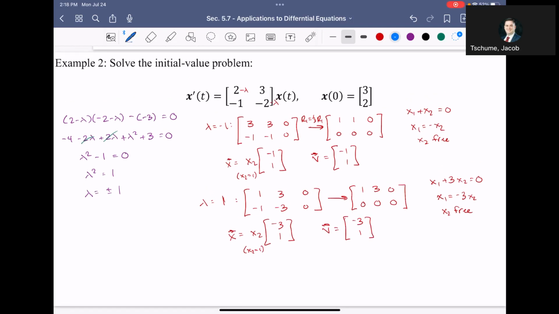So now, using the same general form as the last problem, we have concluded that our general solution for the vector x of t needs to be c1 times the vector negative 1, 1 times e to the negative t, plus another unknown constant times my second eigenvector, negative 3, 1 times e to the 1t, or just e to the t.